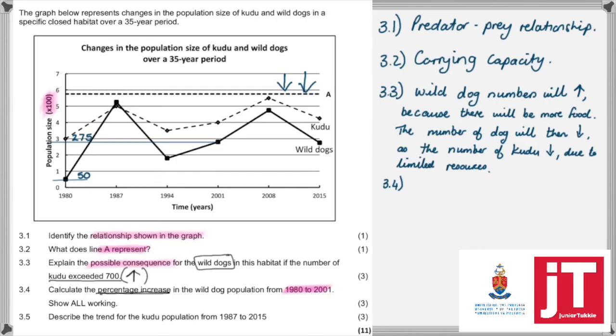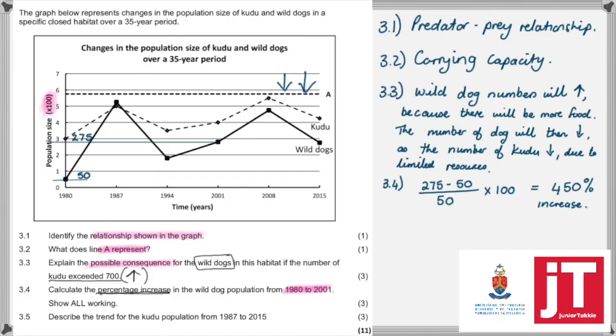If we look at the percentage increase that it's asking me to calculate, I need to take the final number, subtract the initial number, divide by the initial number, and multiply by 100. What this is going to do is give me the percentage increase in my population. And you'll see that that works out to a 450% increase for the population of wild dog from the year 1980 to the year 2001.